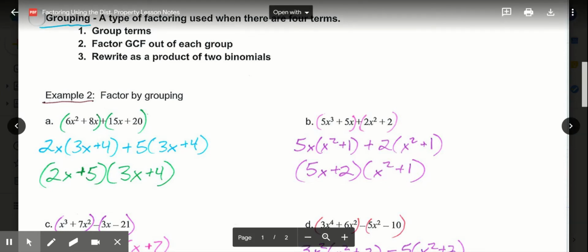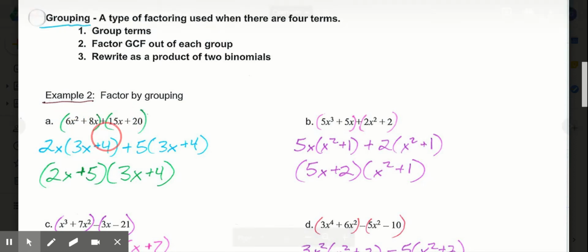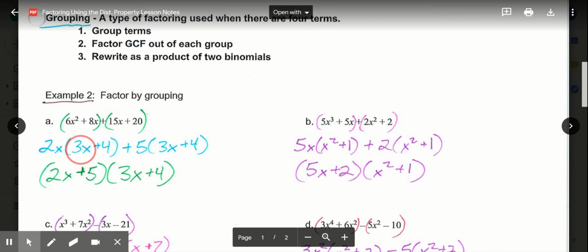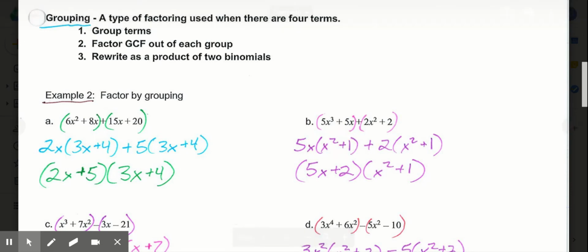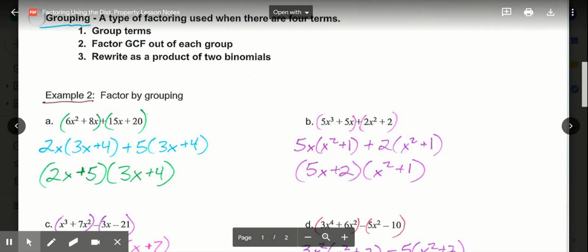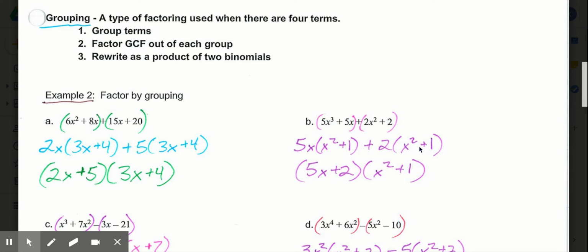So you'll notice, looking at A and B, when we factor out the greatest common factor from each group, what should be left in your parentheses is the same value for both. Same thing here, x squared plus 1, x squared plus 1. If you're not seeing the same thing on the inside, you're probably missing something with your greatest common factor.